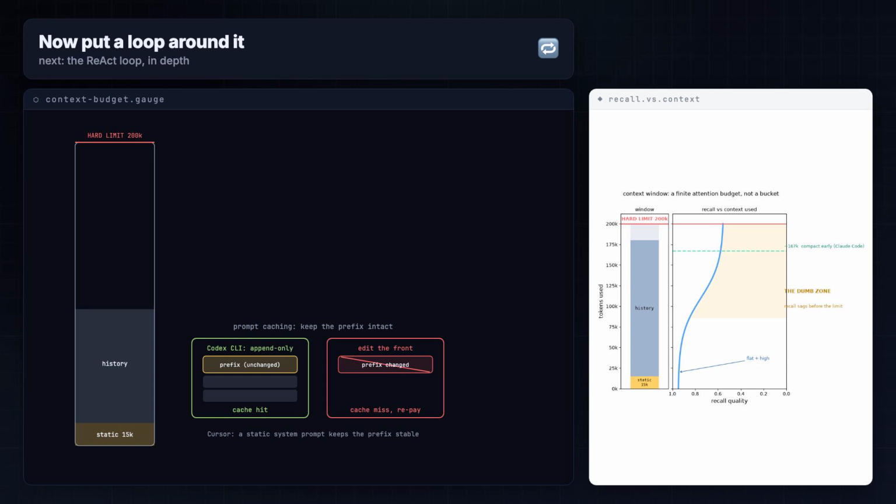So now we know the model's shape and its budget. Next, we put a loop around it on purpose, the ReAct loop in depth. Thought, action, observation again and again, with the stop conditions and budgets that keep it from running forever.